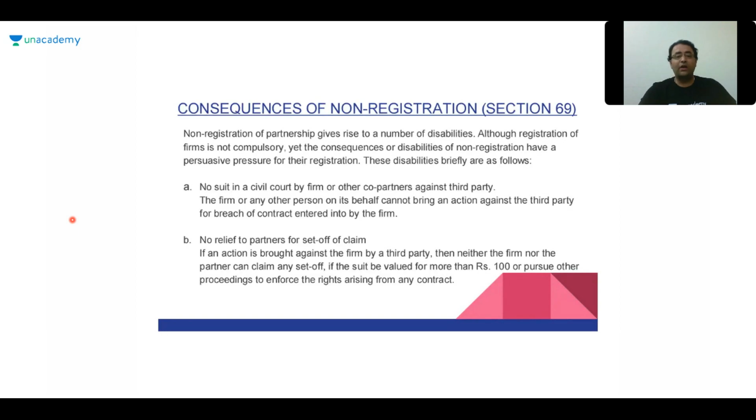Okay, now consequences. Like I said, registration of a firm is not mandatory. It's optional, but what happens to a partnership firm in case it is not registered? So the consequences of non-registration, Section 69. Non-registration of partnership gives rise to a number of disabilities. Although registration of firms is not compulsory, yet the consequences or disabilities of non-registration have a persuasive pressure for registration. These disabilities briefly are as follows.